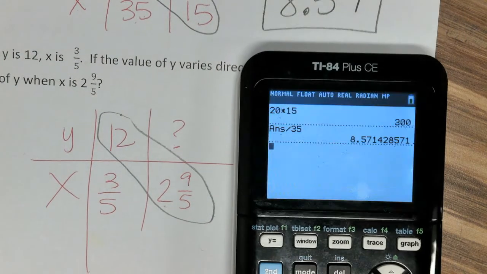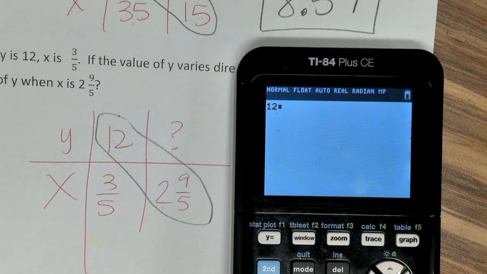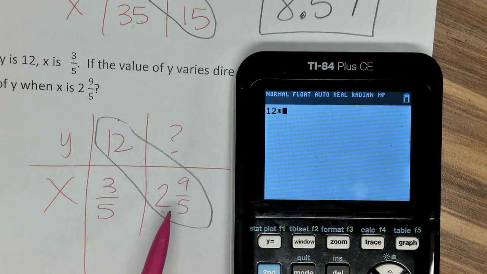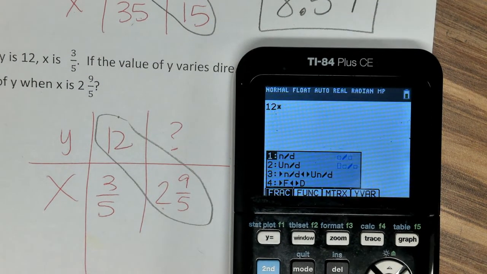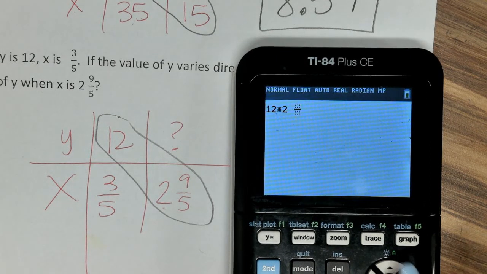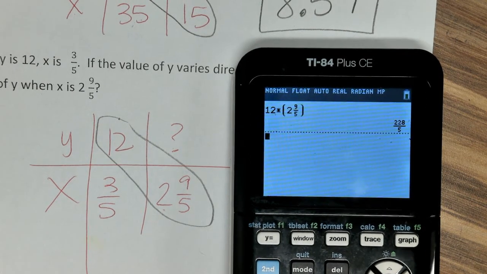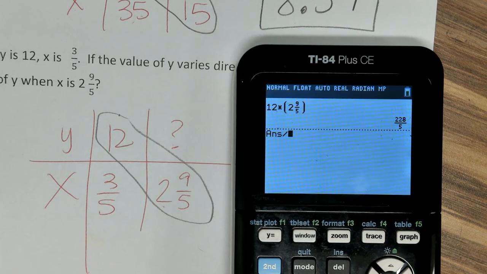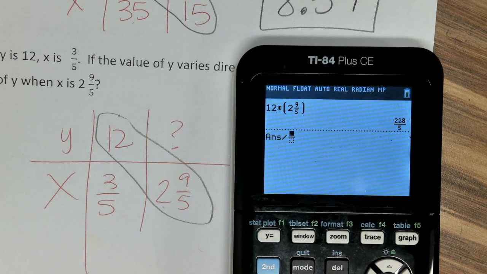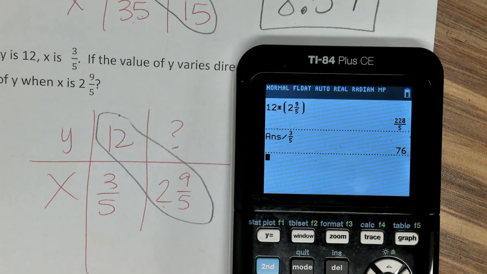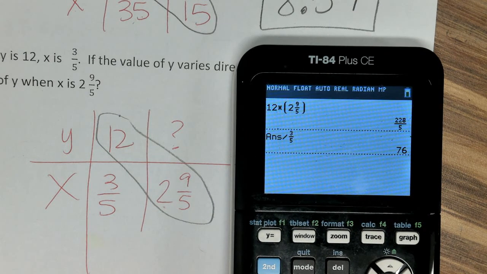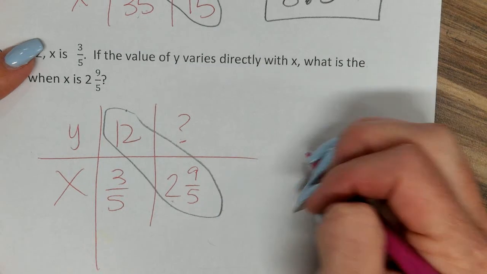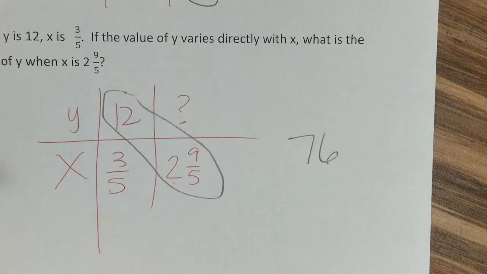So I'm going to do 12 times, how would I put in this fraction? Option 2. So 2 9/5. Enter. Don't worry about it. Divide by my leftover number, which is 3/5. That's my answer. If I get a crazy fraction, can I just change it to a decimal by hitting math decimal enter? Yes.